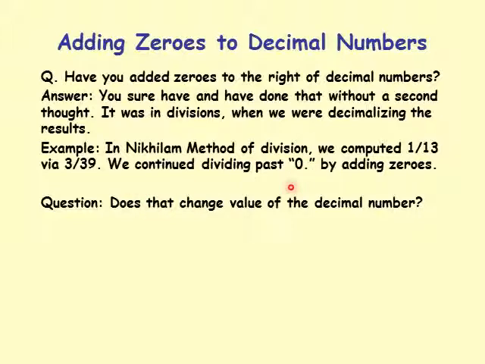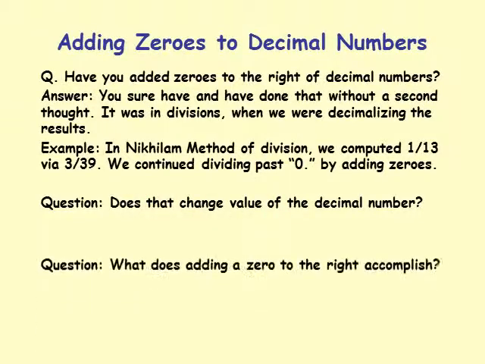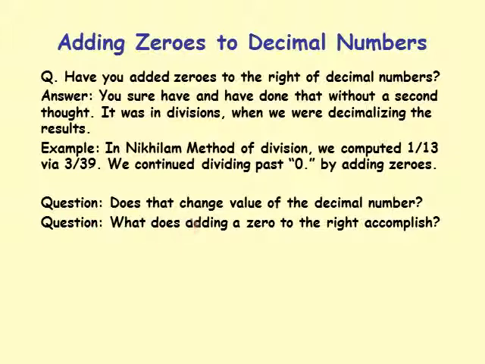When we add zeros to the right of a decimal, does that change the value? Question: what does adding a 0 to the right accomplish? If you did add a 0 to the right of the number, what happens? Answer: it multiplies the number by 10. When you add a 0 to the right of a number, that multiplies the number by 10.